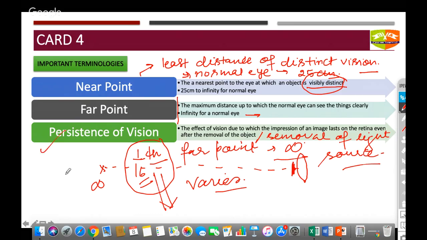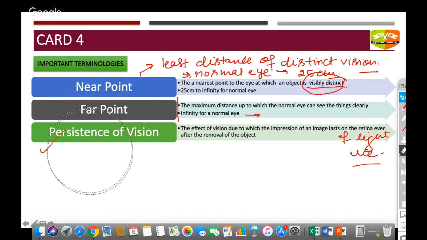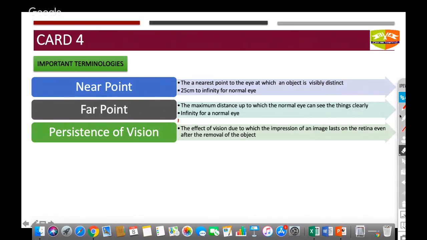So if somebody asks you for one marker, what is persistence of vision, you should explain that if the light source is cut off or the object is removed, the image does not disappear immediately, and it can be observed for a fraction of a second after removal of the light source or object, which is nearly 1/16th of a second. You should also write that it changes from individual to individual. If you discuss these many things in persistence of vision, you will get full marks.